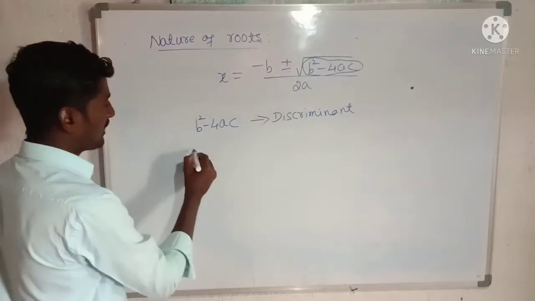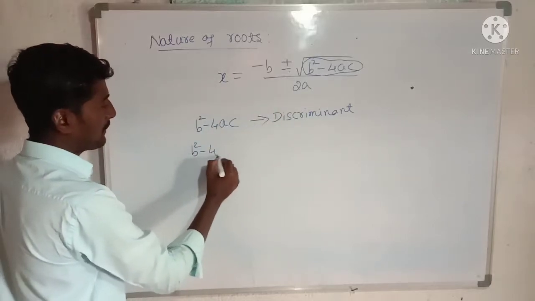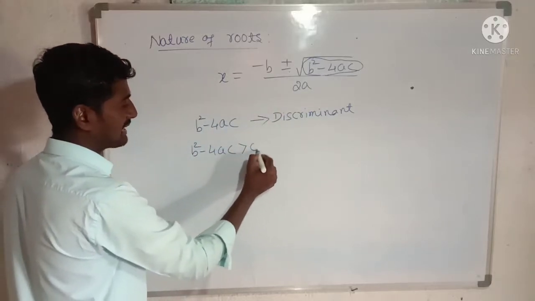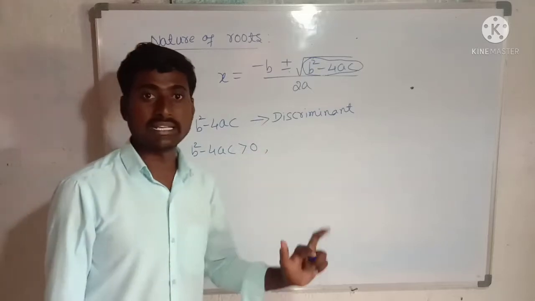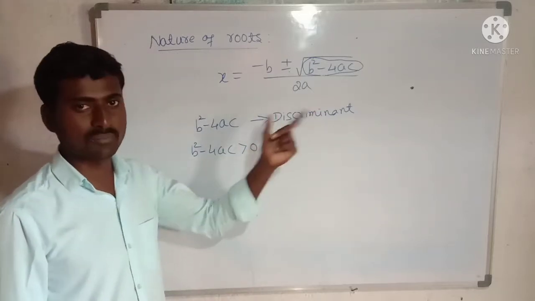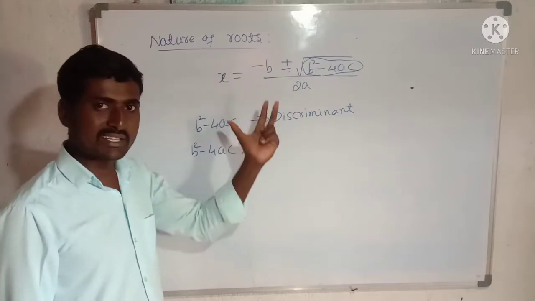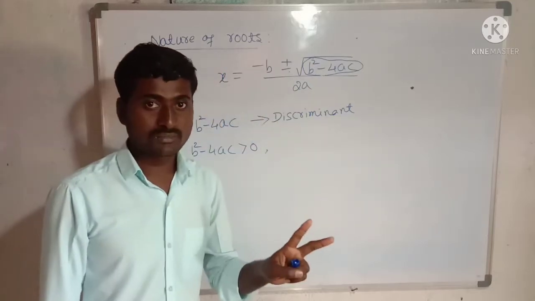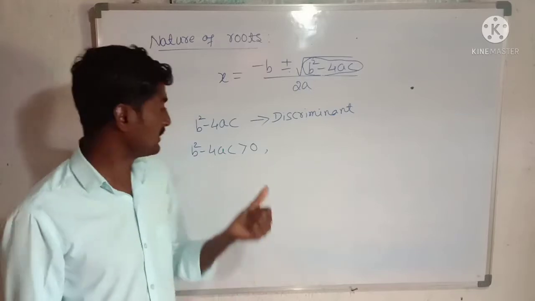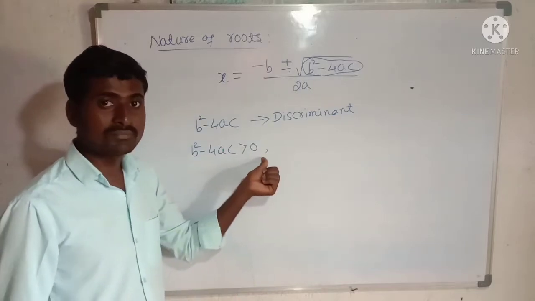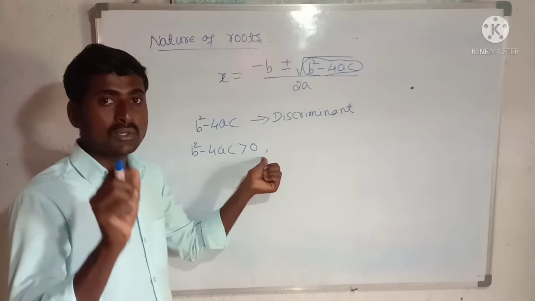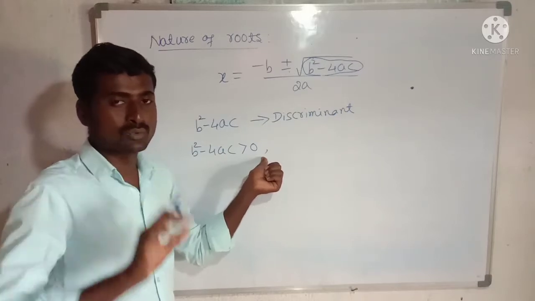Now I will write the discriminant b square minus 4ac. If suppose this is greater than 0, means it is positive. If the discriminant is positive, then the quadratic equation always must have two roots. So how the roots will be? If the discriminant is greater than 0, two distinct real roots will be there.